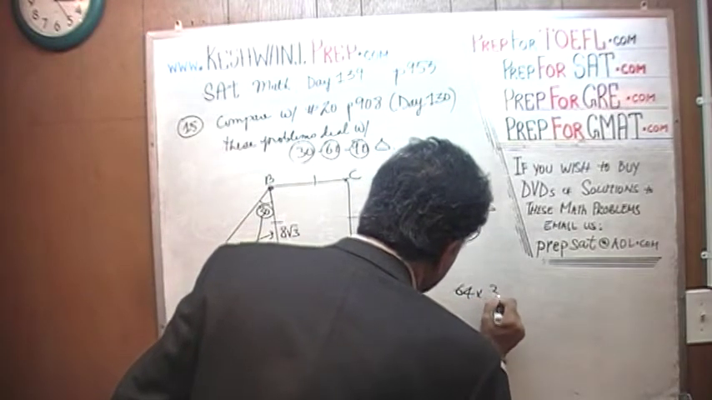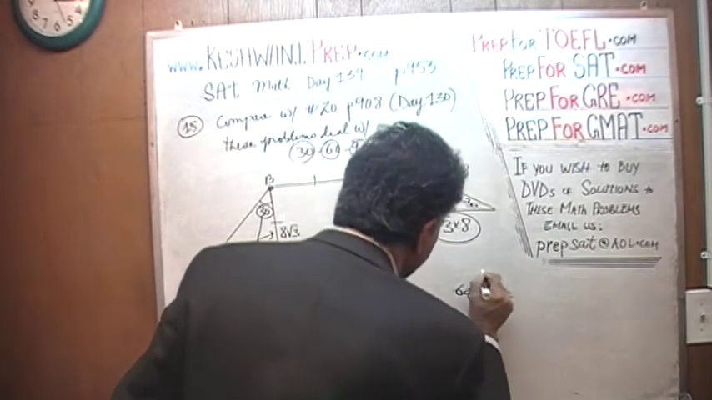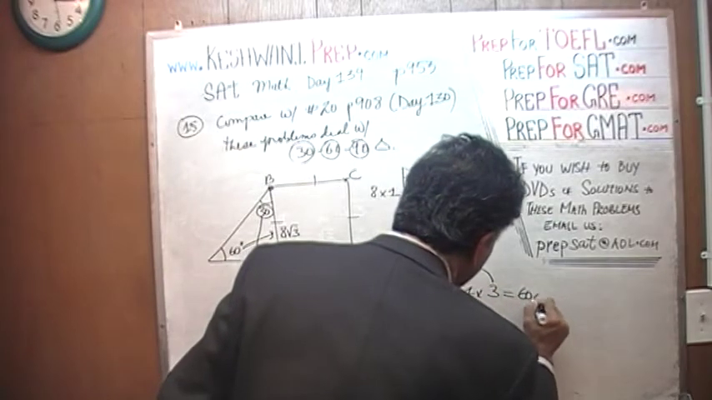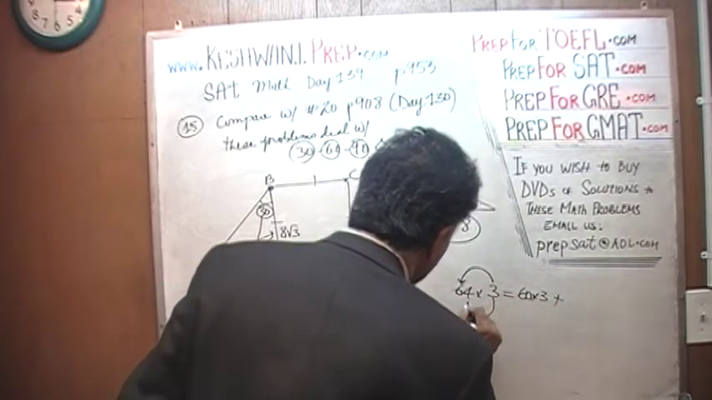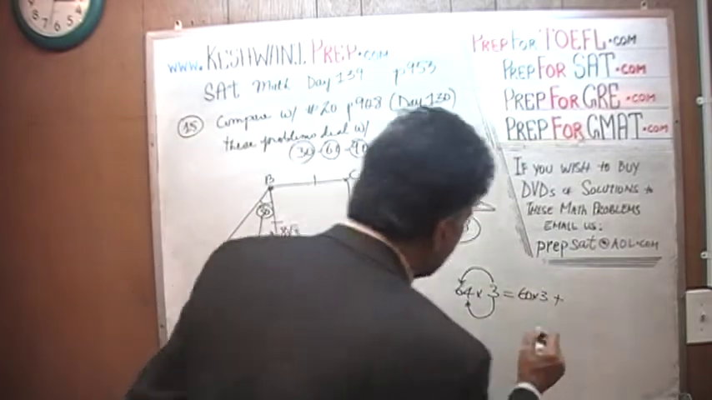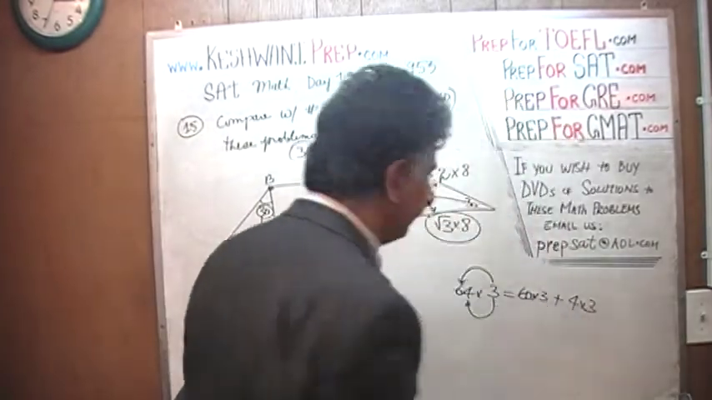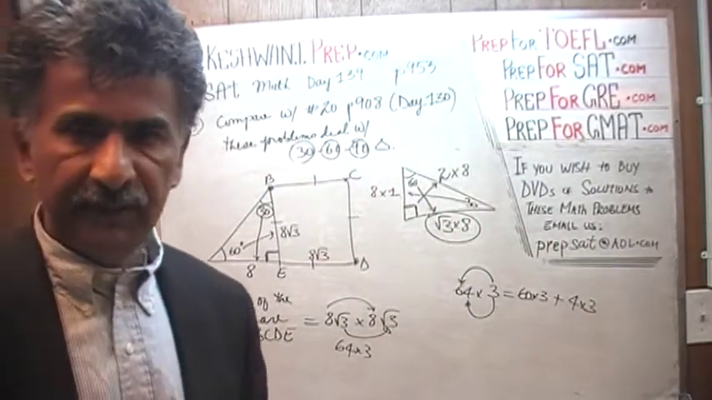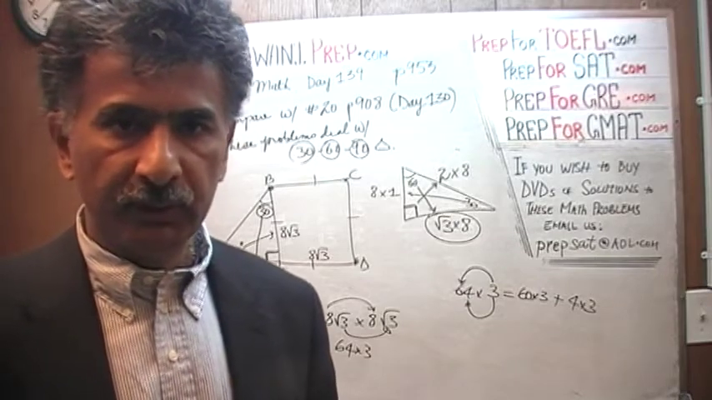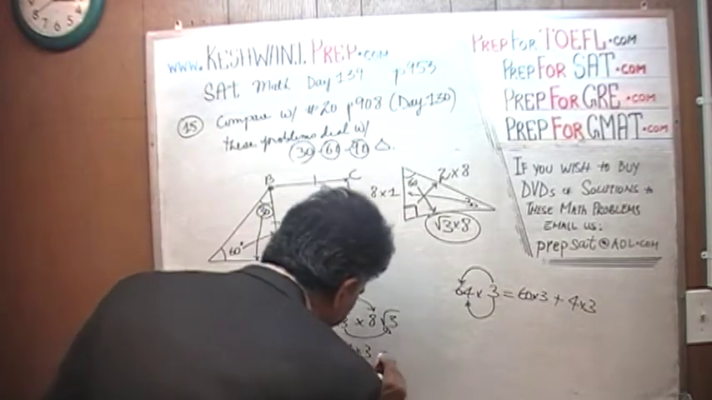64 times 3 is the same as 60 times 3 plus 4 times 3. 4 times 3 is 12. 60 times 3 is 180, so it's 180 plus 12, which is 192, and that's our answer.